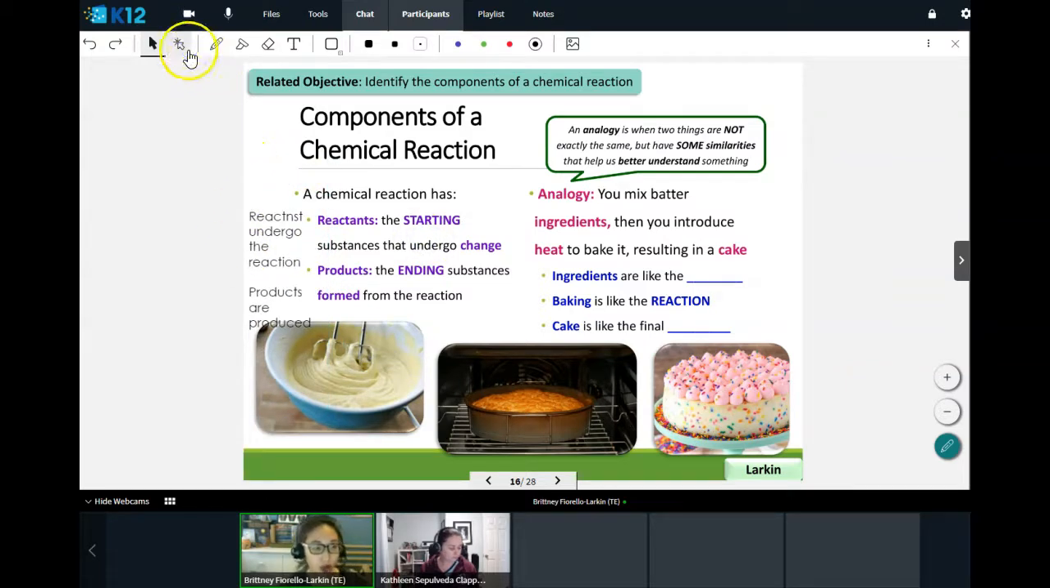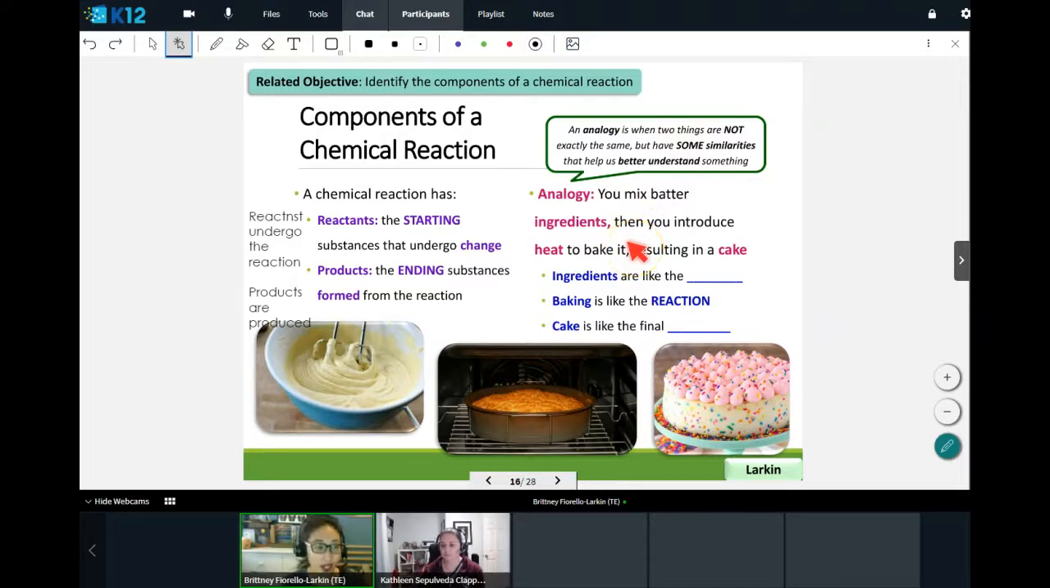Reactants will undergo the reaction, the products will be what are produced, much like a factory will produce a product that then gets sold to the public. You're going to send out the product, not what you start with. You want to send out what you end with. Now we're going to use an analogy, and this analogy we actually started at the start of class in our brain stretch, which is with cake. For those of you who aren't familiar with this word, analogy means when we have two things that are not exactly the same, but they have some similarities that help us to better understand a concept, like in this case, a chemical reaction.